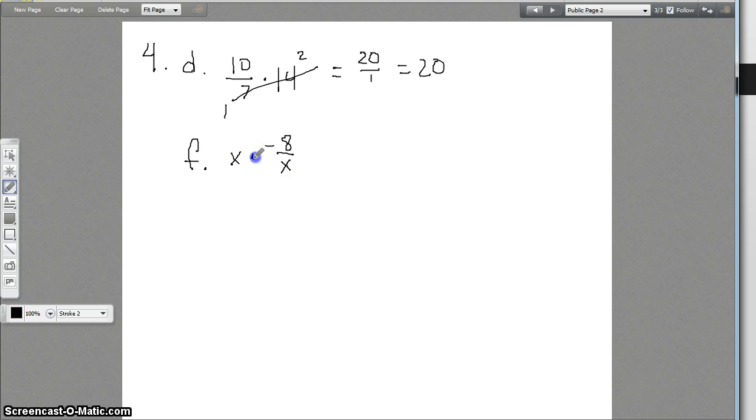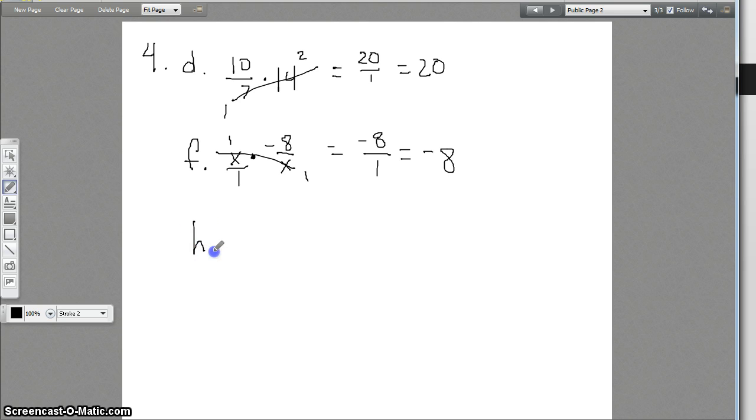Okay, part F says x times -8 over x. Again, when you're multiplying fractions, you look for common terms in the numerator and denominator. We can see there's an x over here. We can say that it's a fraction over 1. x and x are obviously common. So I can cross them both out and replace them with 1s. I have 1 times -8 is -8. And I have 1 times 1 for the denominator. That simplifies to just -8.